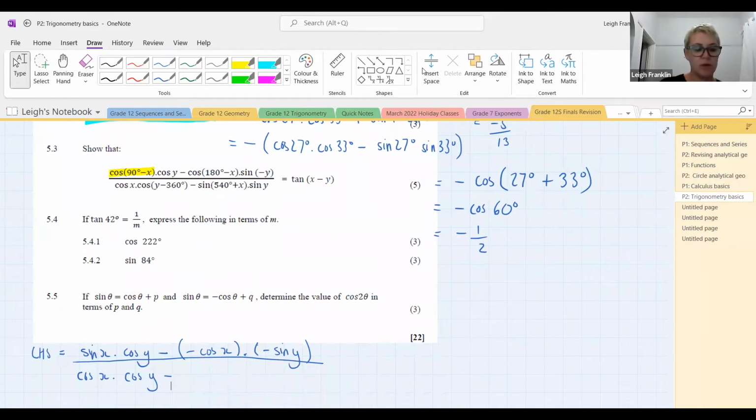Okay, so we can subtract 360, that's fine, not a problem. When we do that, we end up with 180 plus x. So that means that this is going to reduce to negative sine x, because 180 plus x is quadrant number 3, multiplied by sine y. Okay, there we go, we're getting there.